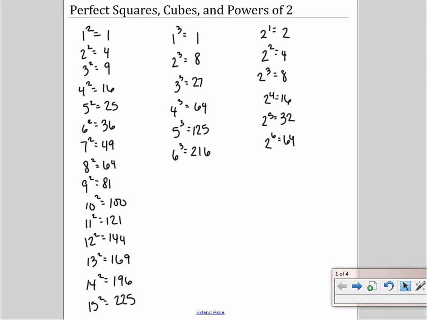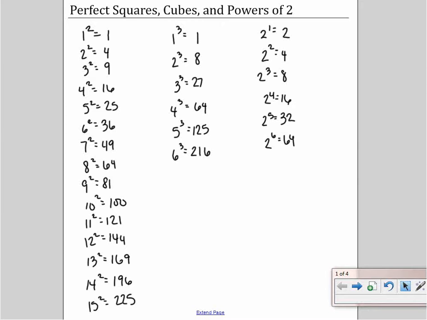Here are a few examples of simplifying radical expressions when you're not using a calculator. The first thing that you really need to complete these problems is to know your list of perfect squares, the first few perfect cubes, and a few powers of 2, because those values come up over and over again when we complete these problems.